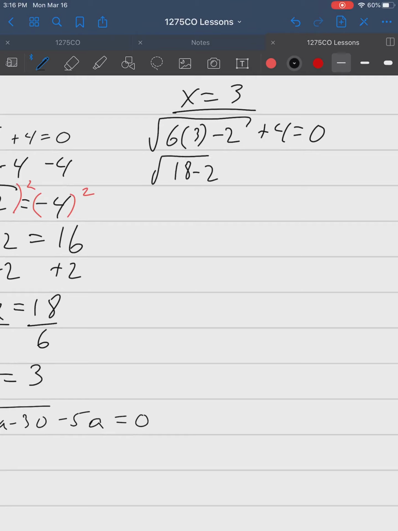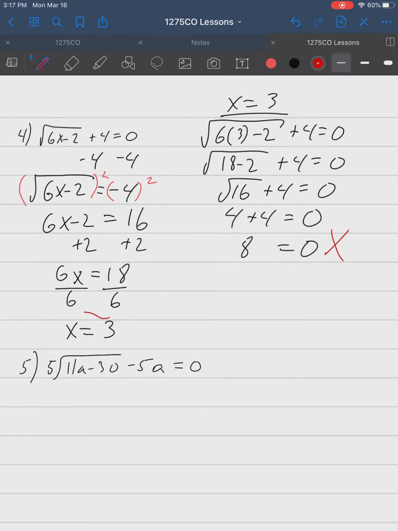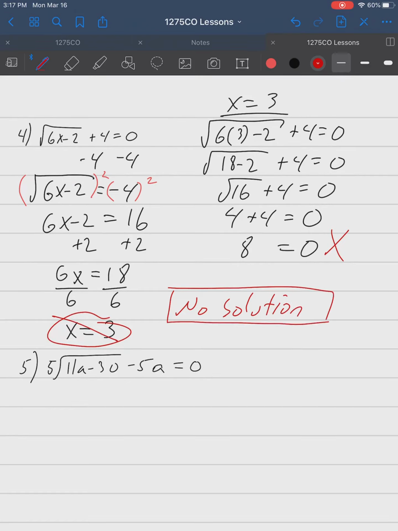18 minus 2 inside the radical plus 4 is equal to 0. Square root of 16 plus 4 is equal to 0. Square root of 16 is equal to 4. So the left side adds up to 8. The right side has been 0 all along, so this does not work, which means x equals 3 is not a solution, and there is no solution to this equation.